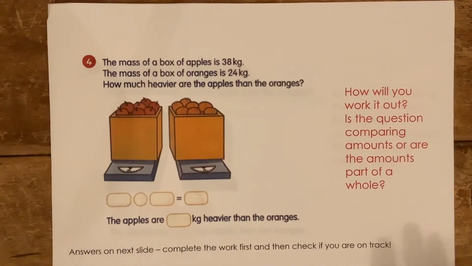So here's an example I would like you to have a go of in a second. The mass of a box of apples is 38 kilograms. The mass of a box of oranges is 24 kilograms. How much heavier are the apples than the oranges? So have a look at the question, have a look for some clues that are going to help you work out which operation you're going to carry out. Pause the video and have a go at that.